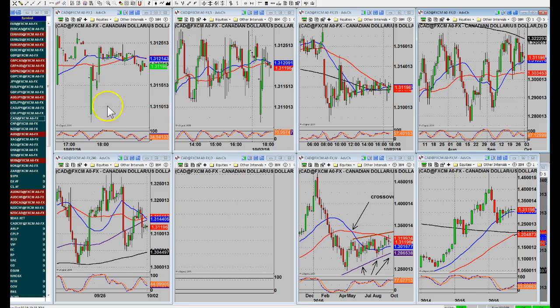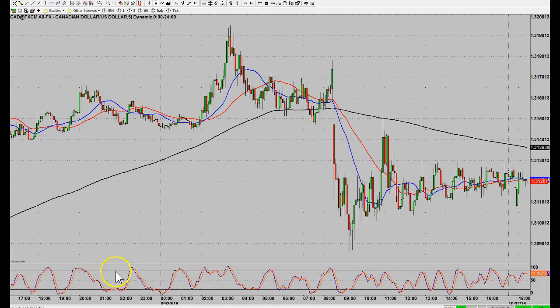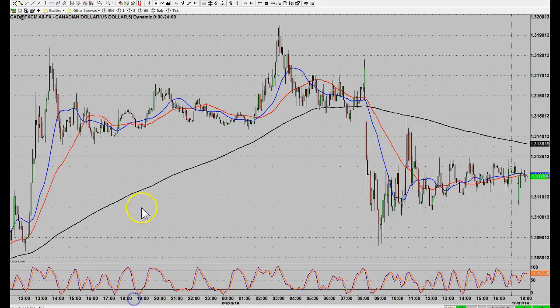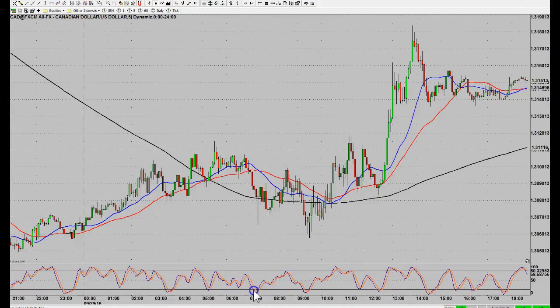Okay, so let's start off with 5-minute charts. We'll just go ahead and hit the button, all right, and we'll go with 5-minute. Now, way back here, I can see some that look pretty good.